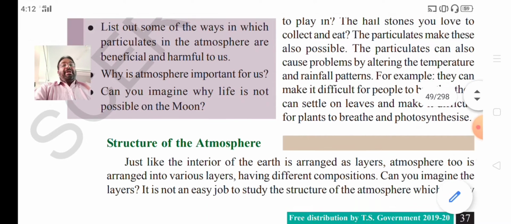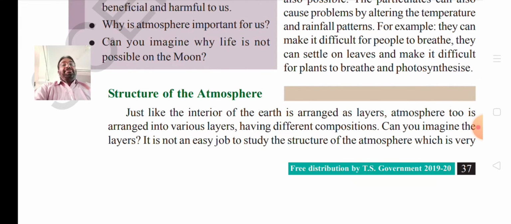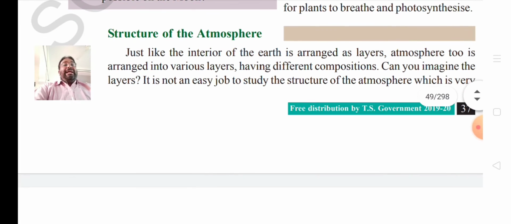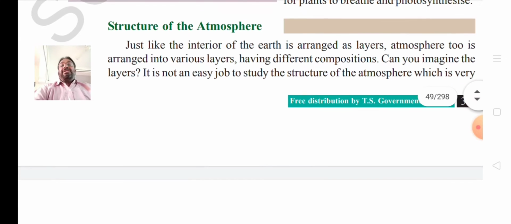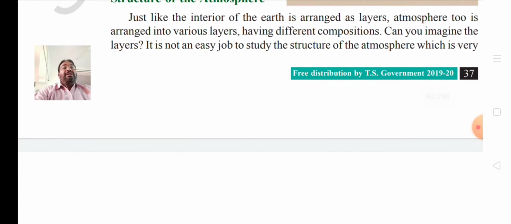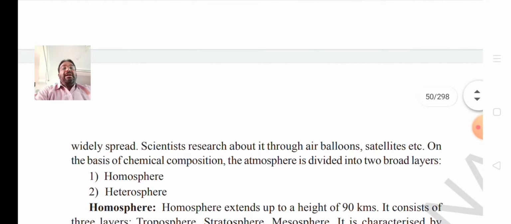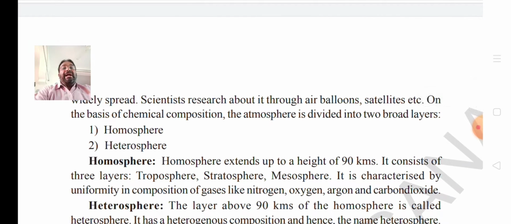Now we have to see the structure of this atmosphere. It is arranged in layers having different compositions. How can you imagine these layers of atmosphere? It's not very easy to understand, but largely we have two broad divisions. One is known as the homosphere and the second one is known as the heterosphere.